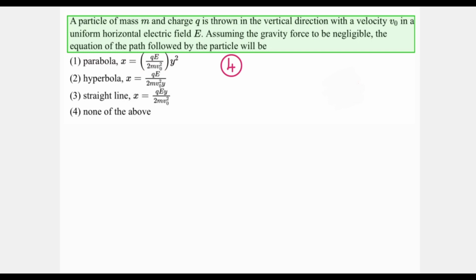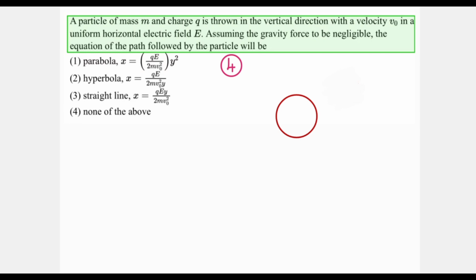See, in this question, they are asking for the equation of path followed by the particle. In these types of questions, always remember your particle might have displacement in two directions. That means x direction and y direction. So the relation between x and y is actually required in this problem. If you look at the choices also, you can see in all the choices there is a relation between x and y. So our focus is to find the relation between x and y in this question.